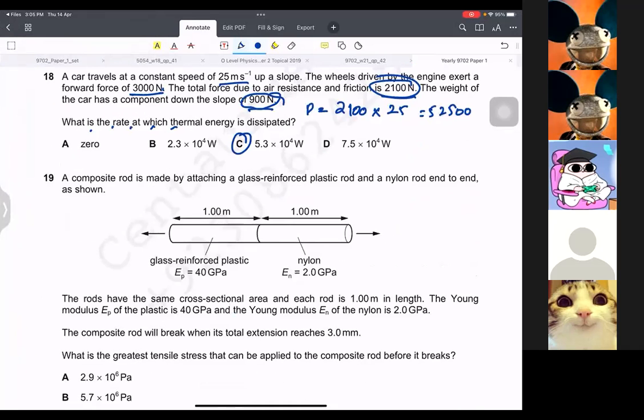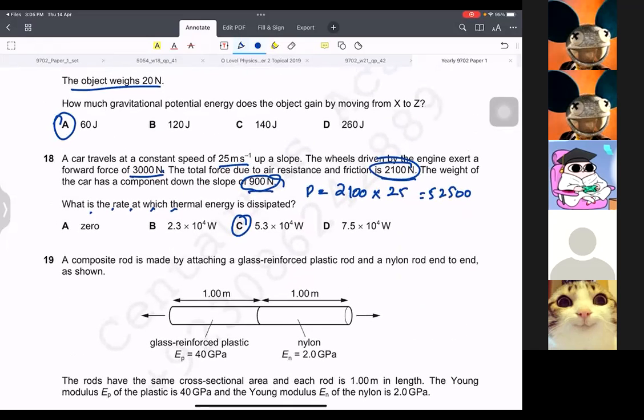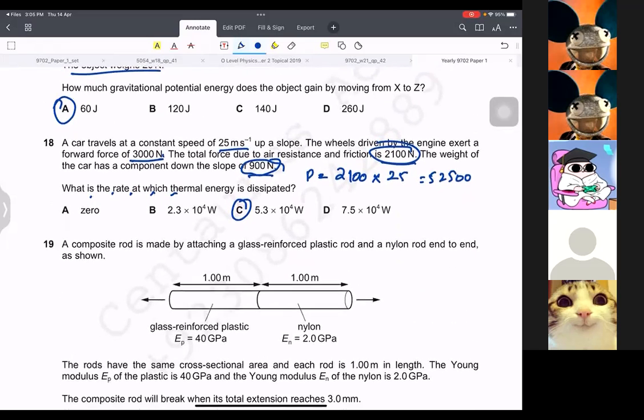Okay, so this. Can you not subtract it? No, because if you look at it, the forward force of the car is 3000. It has nothing to do with heat dissipation. Only friction can dissipate heat. The weight's component is downward 900, and this is 2100. So which force is responsible to oppose the motion? Only this force, and also this force. But this force is the friction which is causing heat.